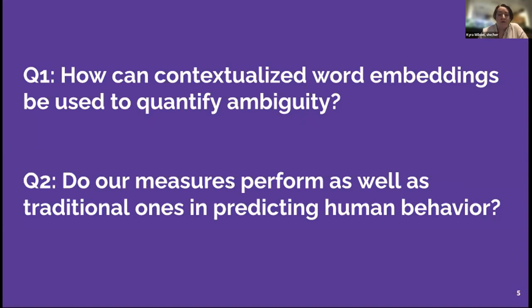So the one way that we propose this can be done is by using contextualized word embeddings. Unlike static word embeddings, contextualized word embeddings have representations that vary depending on the word and the surrounding context. This means that for an ambiguous word, there are likely to be multiple distinct embeddings corresponding to usages in different contexts. So our aims in this study are first to propose a way to utilize this in order to quantify homonymy and polysemy, and then test this measure's ability to predict human behavior in comparison to the more traditional measures that have been used.